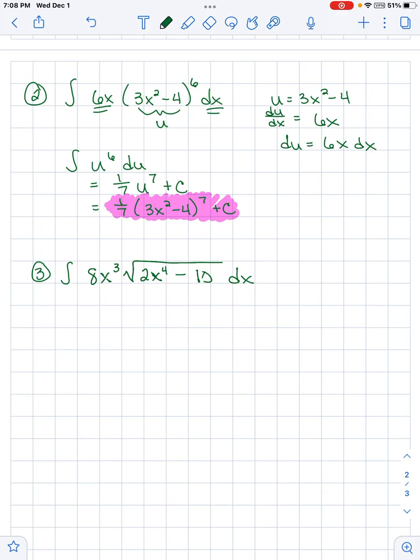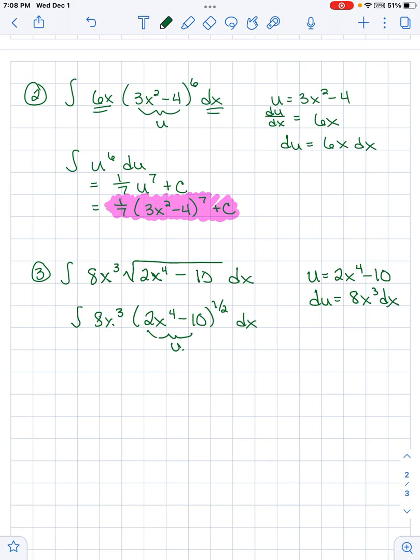Okay, I hope you tried it. So I'm going to rewrite this. It's going to help me a little bit to see this as 2x to the 4th minus 10 to the 1/2 power. I can see an inner function. The inner function is 2x to the 4th minus 10, so that's u. du is 8x cubed dx. So now I can rewrite this all as a function of u. I have u to the 1/2 and 8x cubed dx is du.